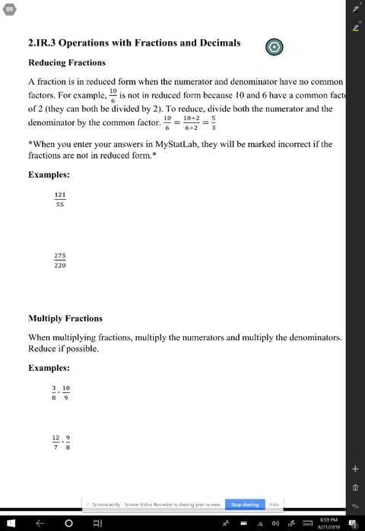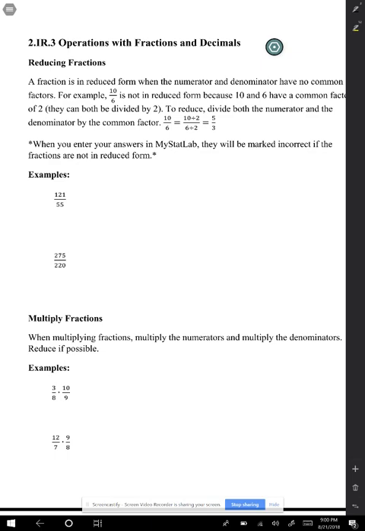5/3. It's very important to remember when you're working with your online work in MyStatLab, if you're giving the answer in fraction form, which a lot of times they'll ask for, and you do not reduce it, it will be counted wrong. So always be sure and check your fraction to see if it can be reduced before you enter your answer.